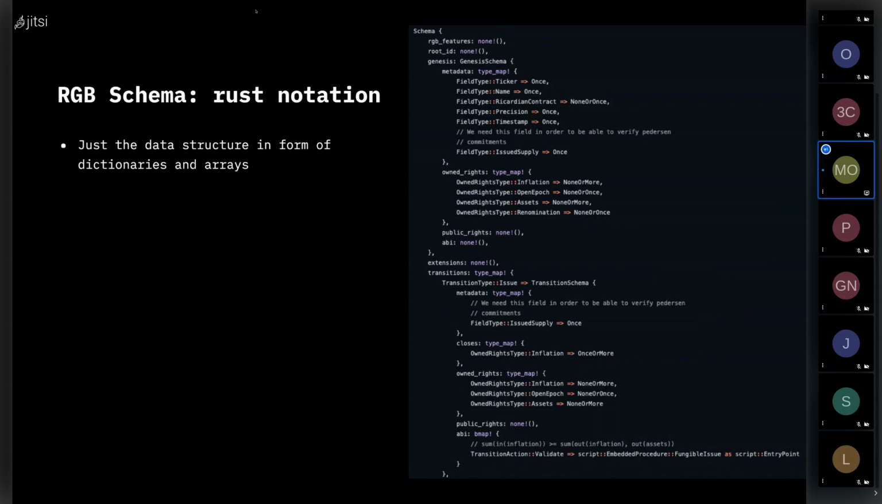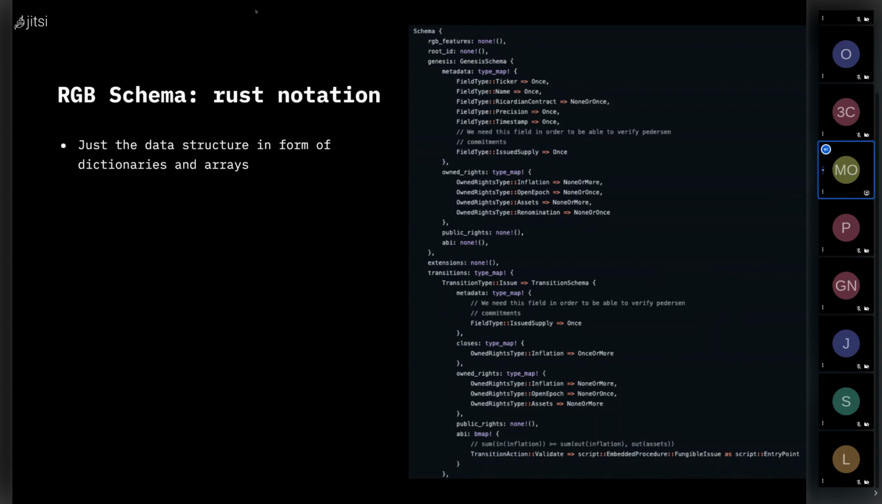It's a part of the RGB20 schema. You define the genesis structure, metadata, types of owned rights, how much of them can be there, transitions, different forms of state transition. Here you have issuance. There are also transfer state transitions coming later. And here at the very bottom, you see the ABI, which says that there is a transition action. It's validate, the action that validates the transition data. And it uses an embedded procedure referenced by some identifier, and that's all.